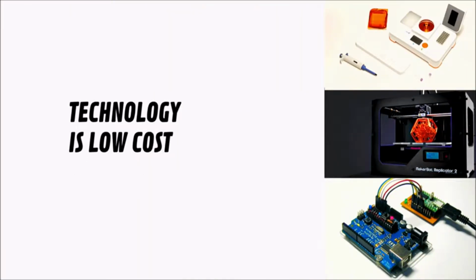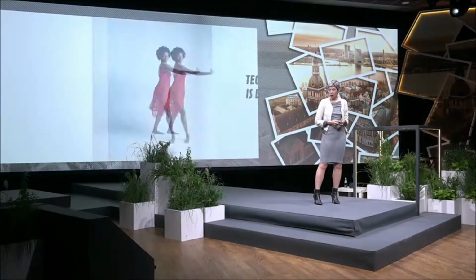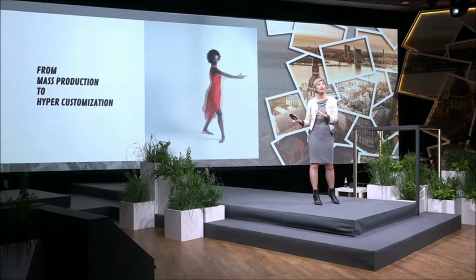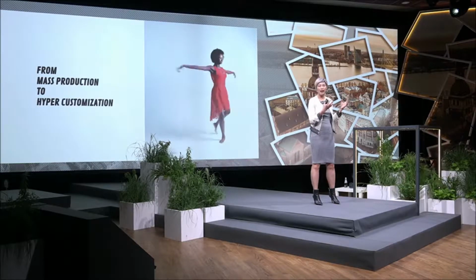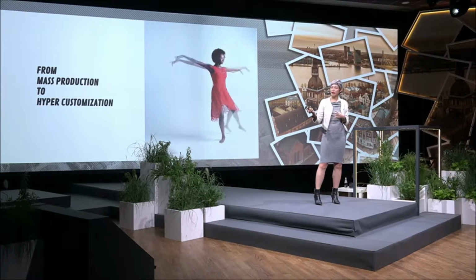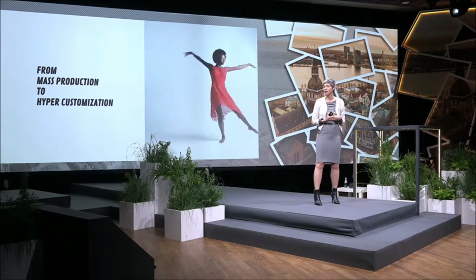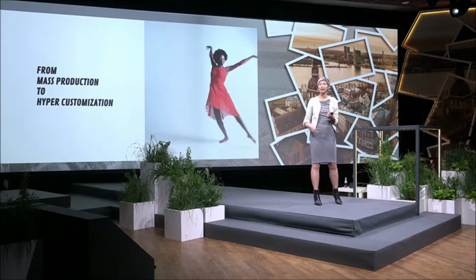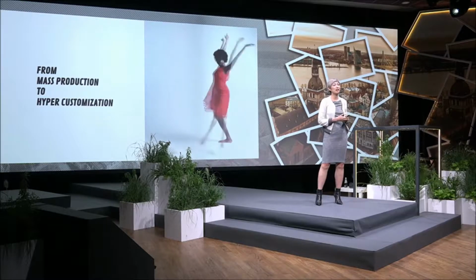Technology is low cost. Here I give a few examples. On the top, you have the Bento Lab box, which is an at-home DNA sequencer that you can get for $500. 3D printers are cheap. We know that Arduinos, which are these microcontrollers that you can get for $50 or even less, let you start creating your own robotic devices at home. We're also drastically shifting from a mass production world to hyper-customization. This particular dress, which is one of my favorites, is from a company called Nervous System. You can 3D print a dress that is fully personalized to your body measurements.